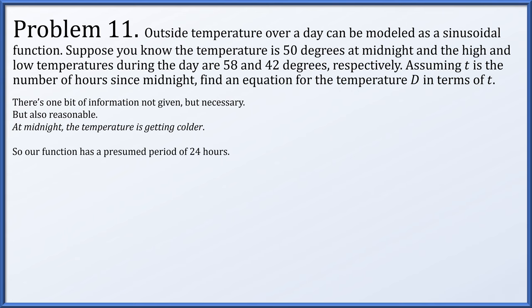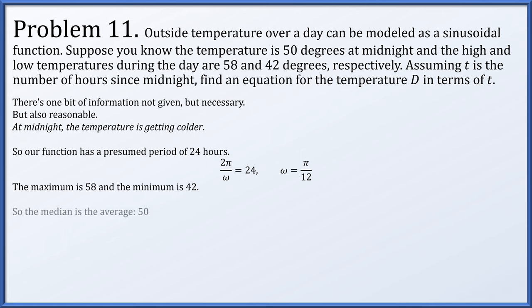So our function has a presumed period of 24 hours. This also wasn't given, but I think is a reasonable assumption to put onto this problem. So 2 pi over omega should be 24. Omega is pi over 12. We know the maximum is 58 and the minimum is 42. The median is the average of those two quantities, which is 50, and the amplitude is therefore 8, the distance from the median to either the maximum or the minimum.